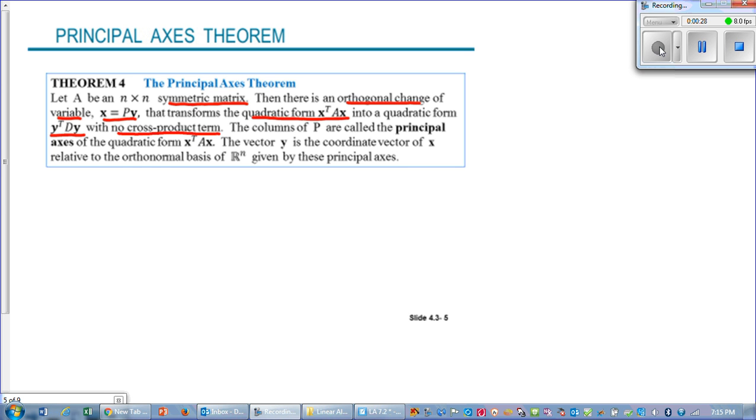Okay, so the orthogonal change of variable comes from the diagonalization of A. So we're going to find P, which is going to be that orthogonal matrix that orthogonally diagonalizes A. And then we're going to look at the columns of P, which will be the principal axes of this quadratic form. And then the y here is just the coordinate vector relative to those new axes.